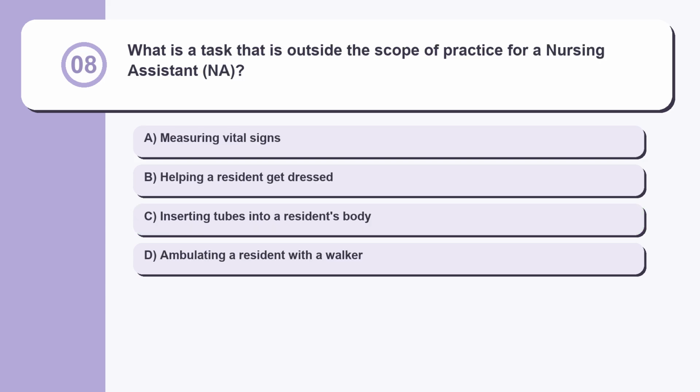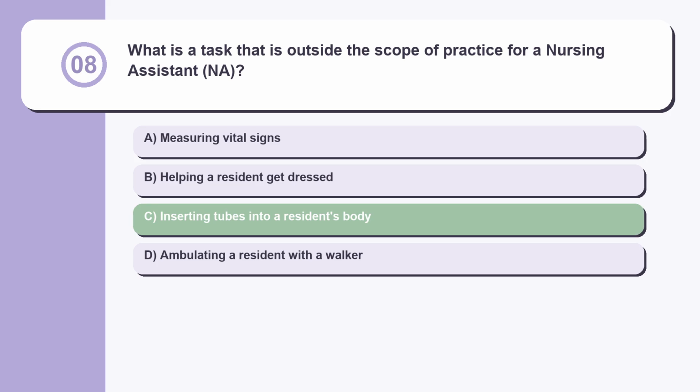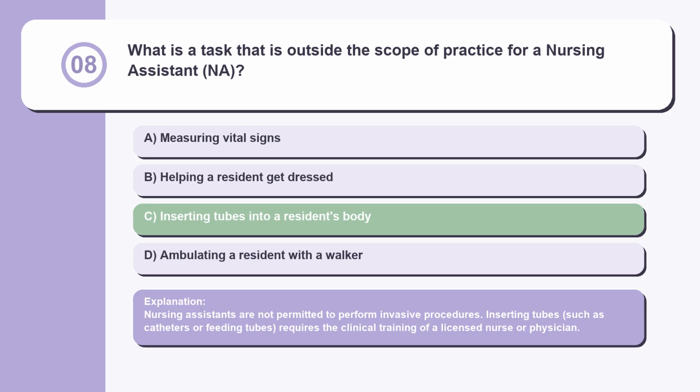Question 8. What is a task that is outside the scope of practice for a nursing assistant, NA? Measuring vital signs, helping a resident get dressed, inserting tubes into a resident's body, ambulating a resident with a walker. Nursing assistants are not permitted to perform invasive procedures. Inserting tubes, such as catheters or feeding tubes, requires the clinical training of a licensed nurse or physician.